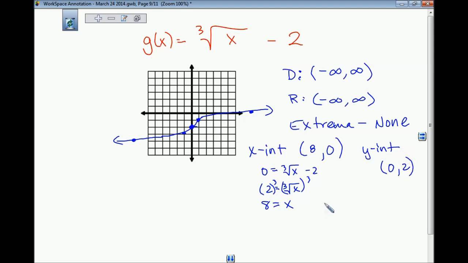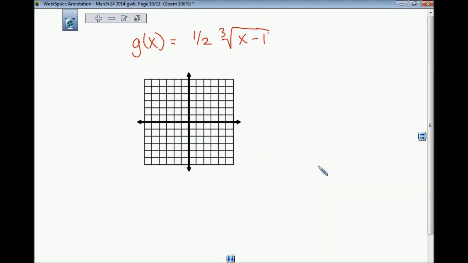Increasing, decreasing. Increasing from negative infinity to positive infinity. All right. Any questions? Sounds like we're good?